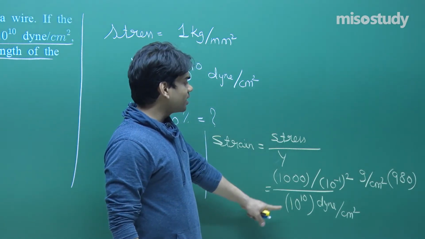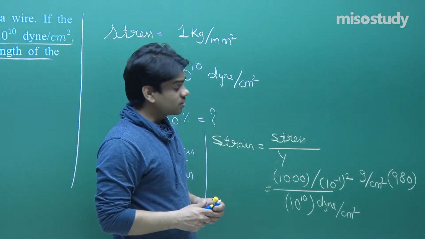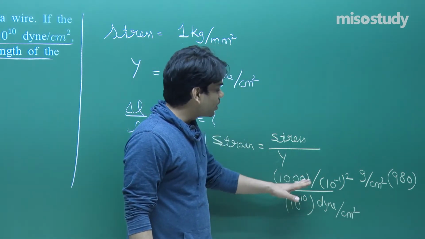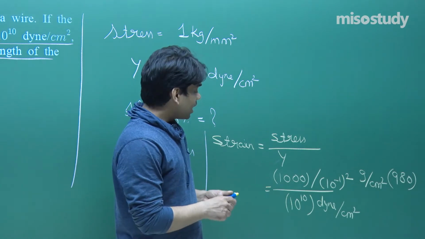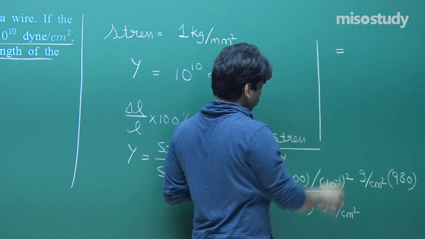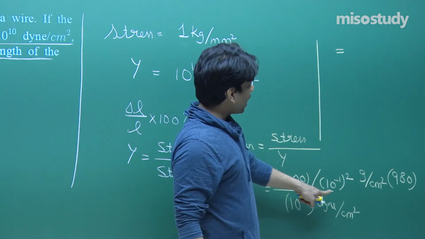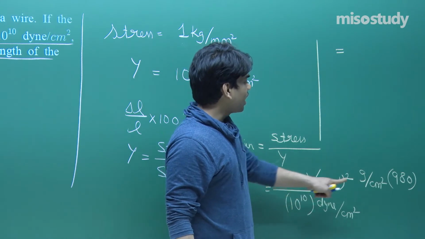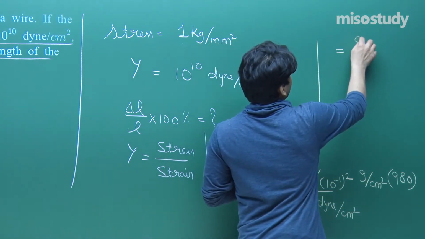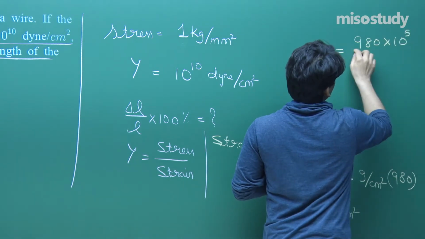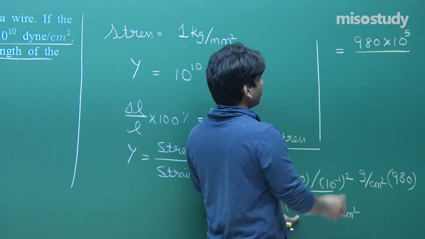Now clearly the only thing we have to do is to simply solve the numerical value. Now see here, let me cancel out some terms and reach the final result. That will come out to be 3 zeros, and here I will be having minus 2. So that will become 10 to power 5, and here you are having 980. So 980 into 10 to power 5 divided by 10 to power 10.